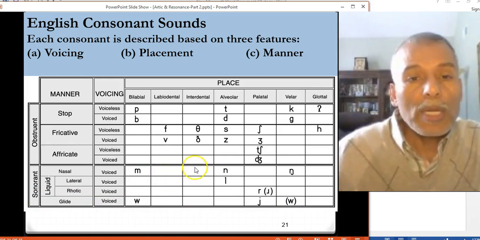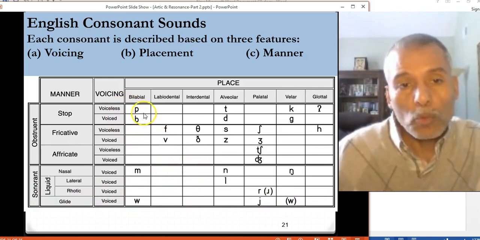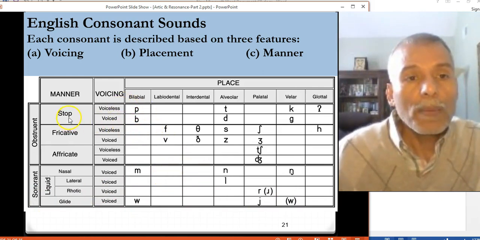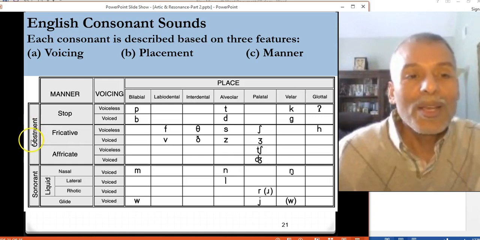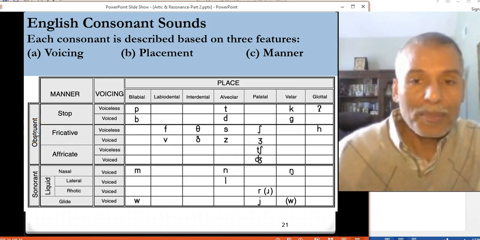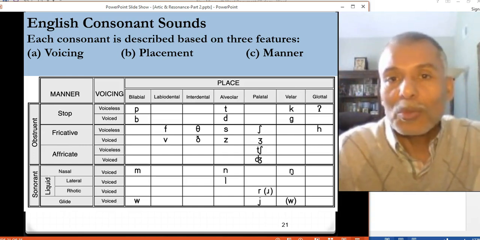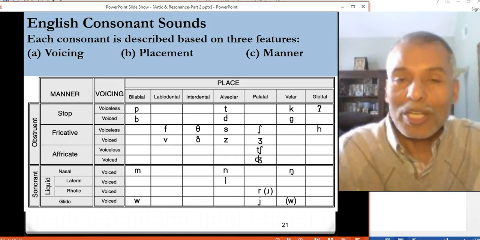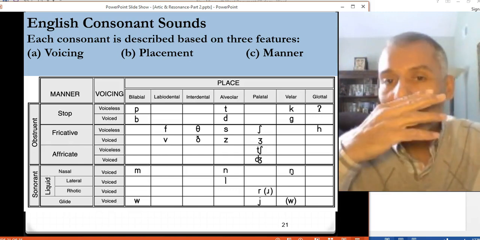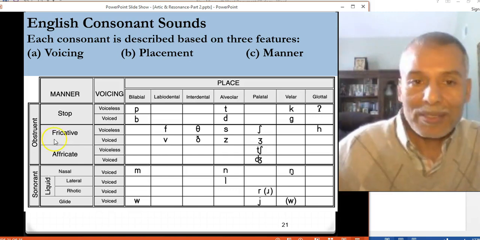So let's look now at the two major categories of sounds: sonorants, and non-sonorants or non-resonant sounds. They're also called obstruents. Because the thing is, phoneticians use certain names, linguists use certain names, and speech and hearing scientists use different names. But they are the same things.